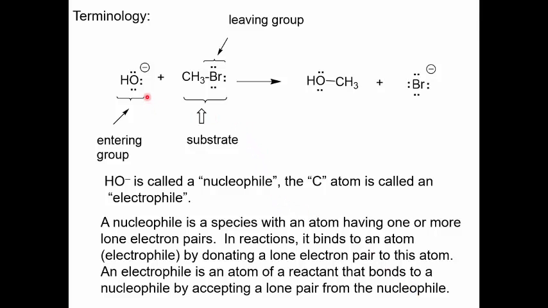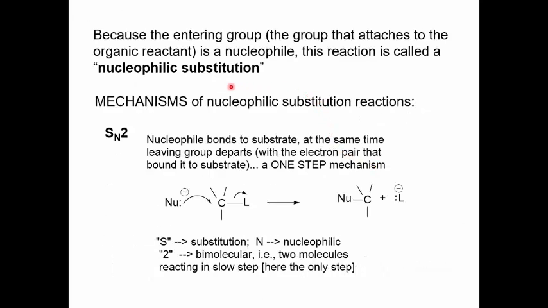And if you take a close look, you see that's what's going on here. The hydroxide comes in, and one of its lone pairs gets donated to the carbon. The bond to the Br actually breaks off. That pair of shared electrons breaks away from the carbon and moves with the Br, and the Br breaks off as a bromide ion. Because the entering group is a nucleophile, this reaction is called a nucleophilic substitution.